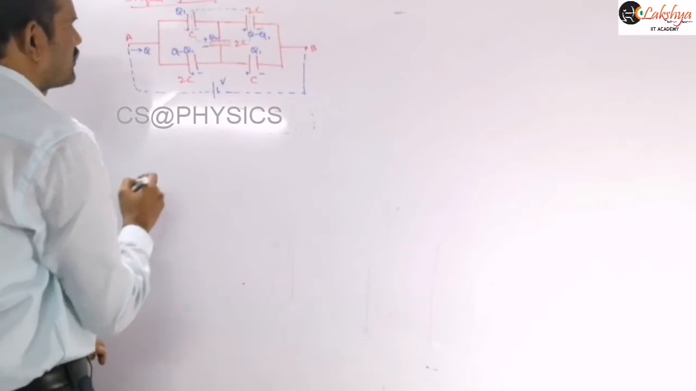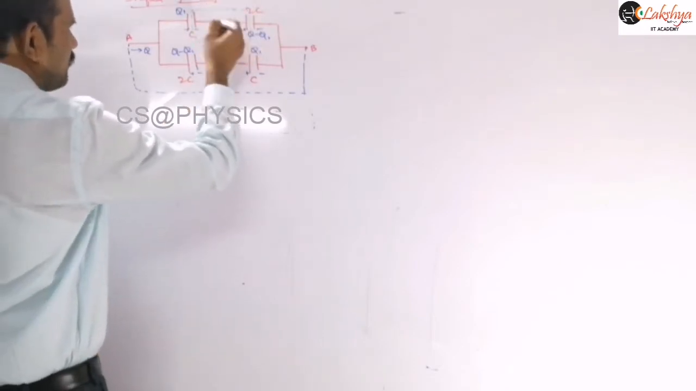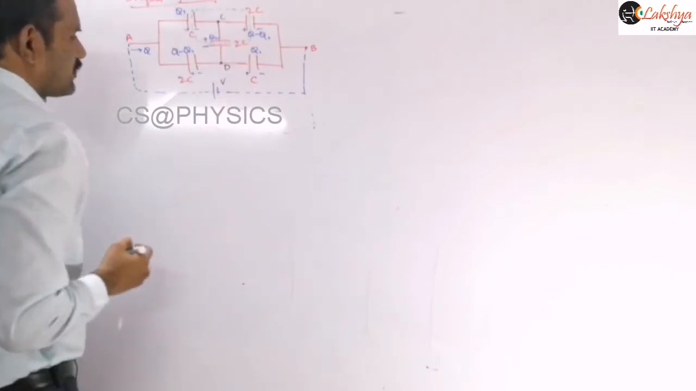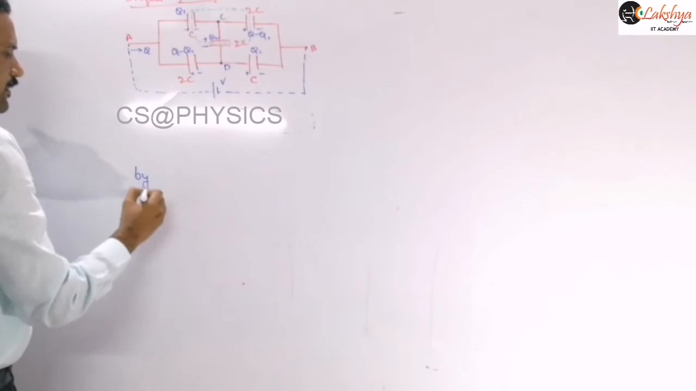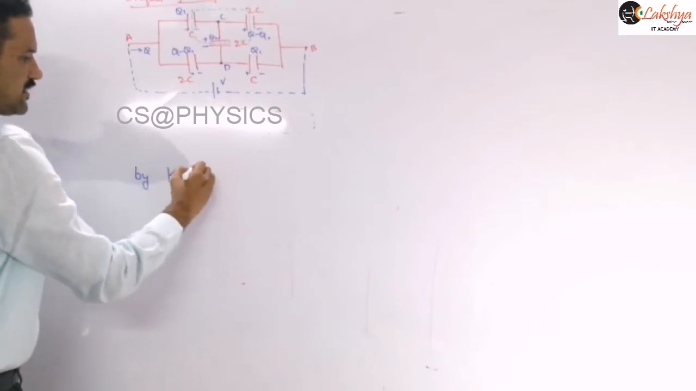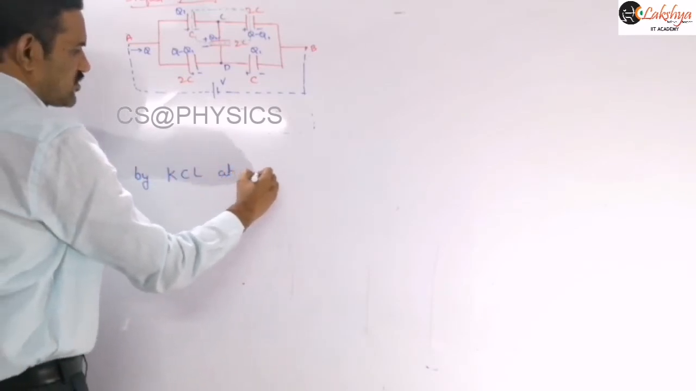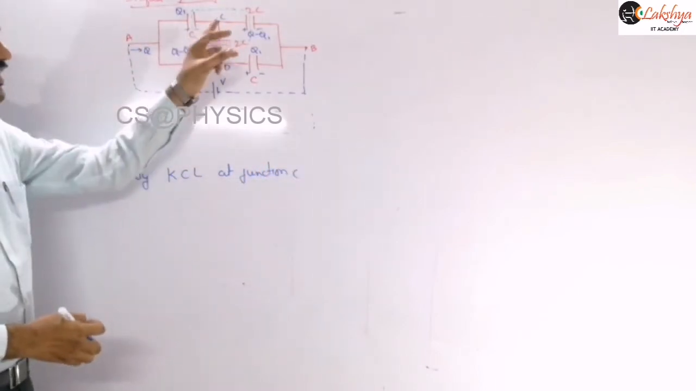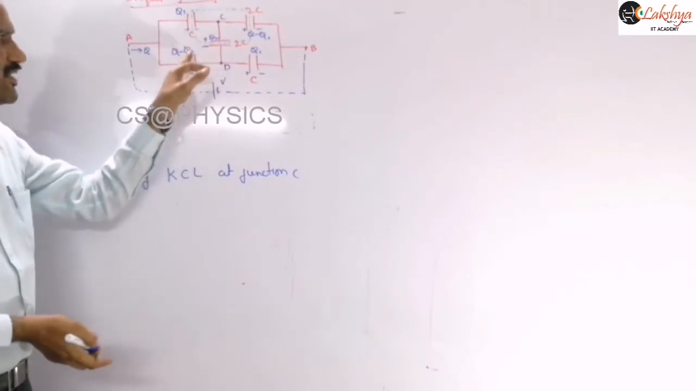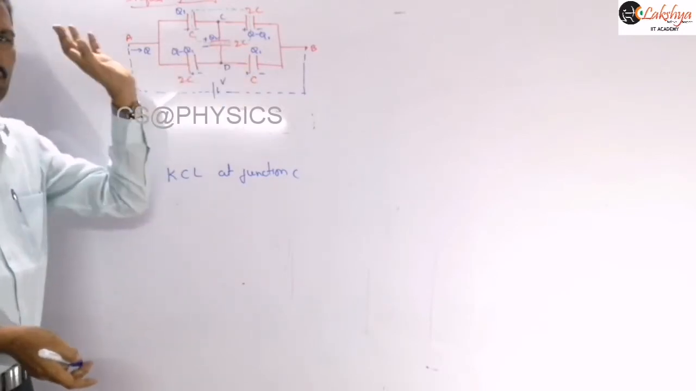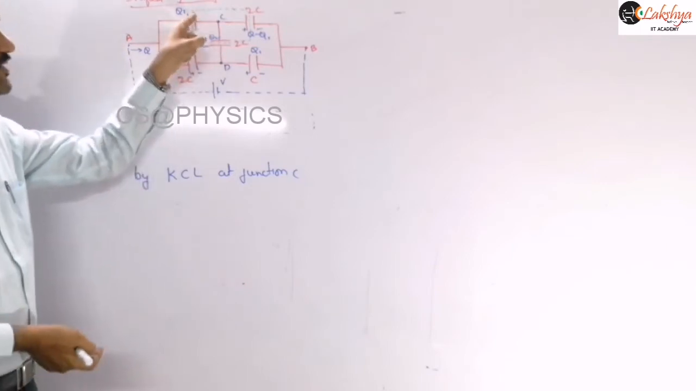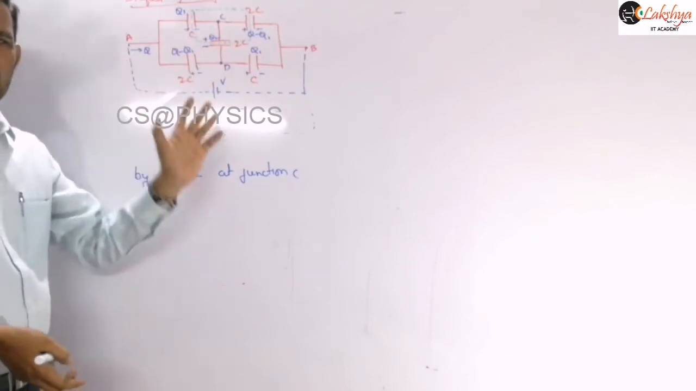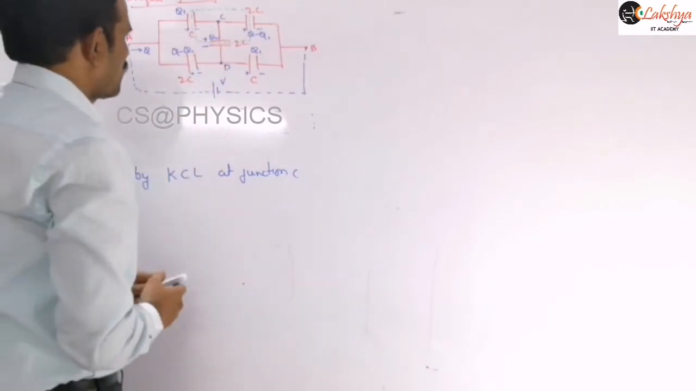Let us give some names here. Suppose this is junction C, and this is some D. So now by KCL at junction C, either you can apply at C or you can also apply it at D, because D also is for these three isolated plates. Either you can apply for these three plates or you can apply for the lower combination also. You will get the same result finally. And so now I am writing here.